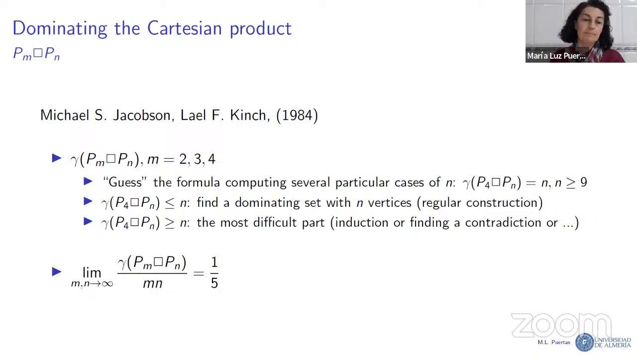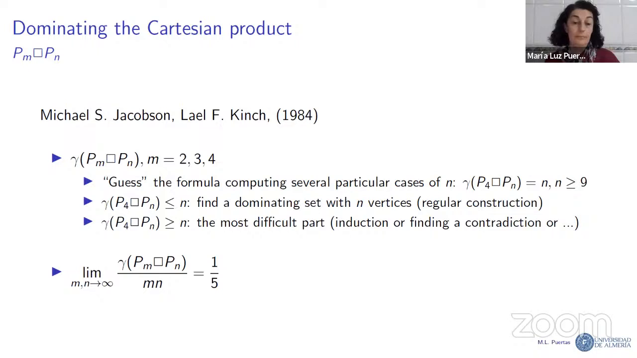I put more or less the structure of the proof. It's interesting because in the following paper, this structure is more or less the same. What they did with these formulas, I put the example of the grid P4 times Pn. First of all, you have to guess the formula. You need a good conjecture about the formula.